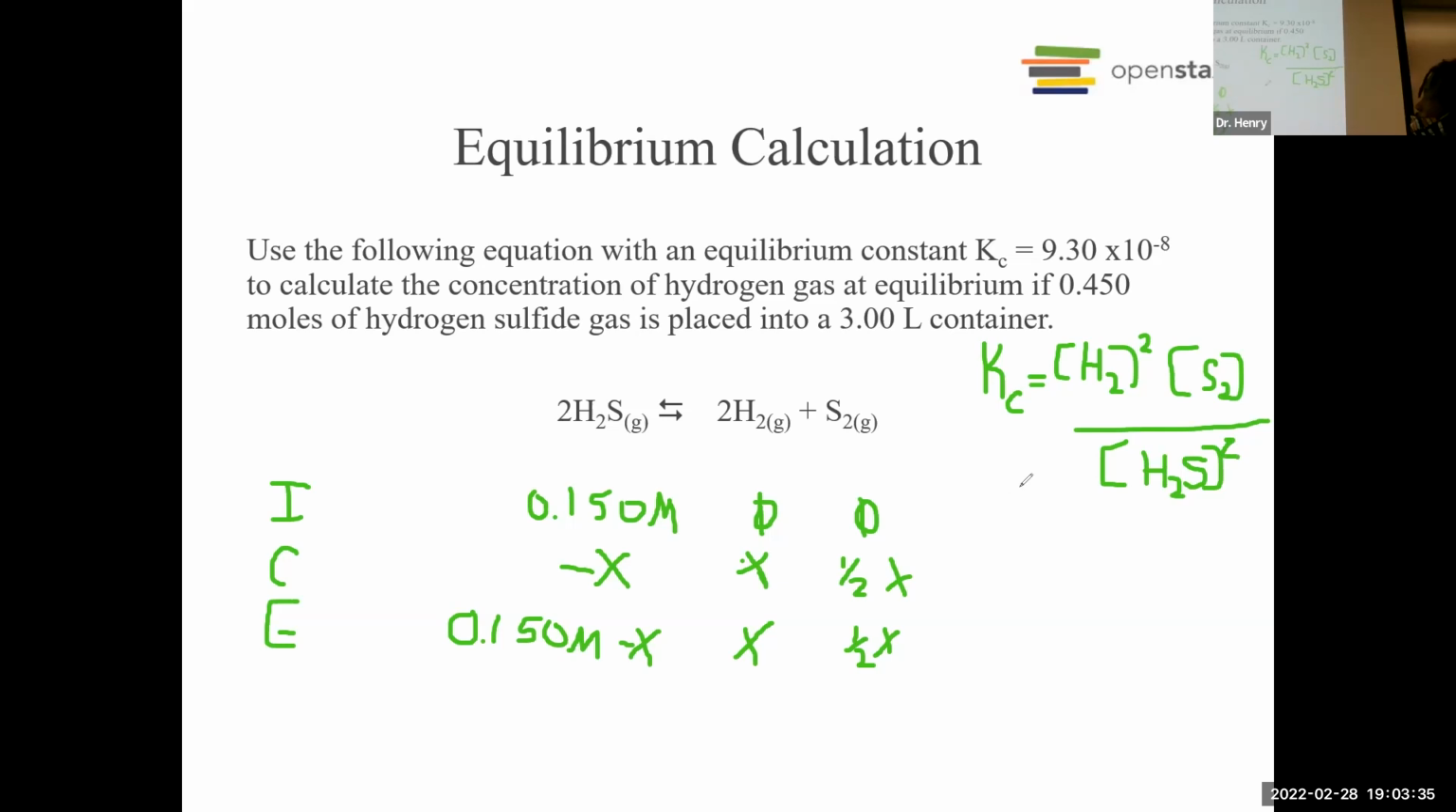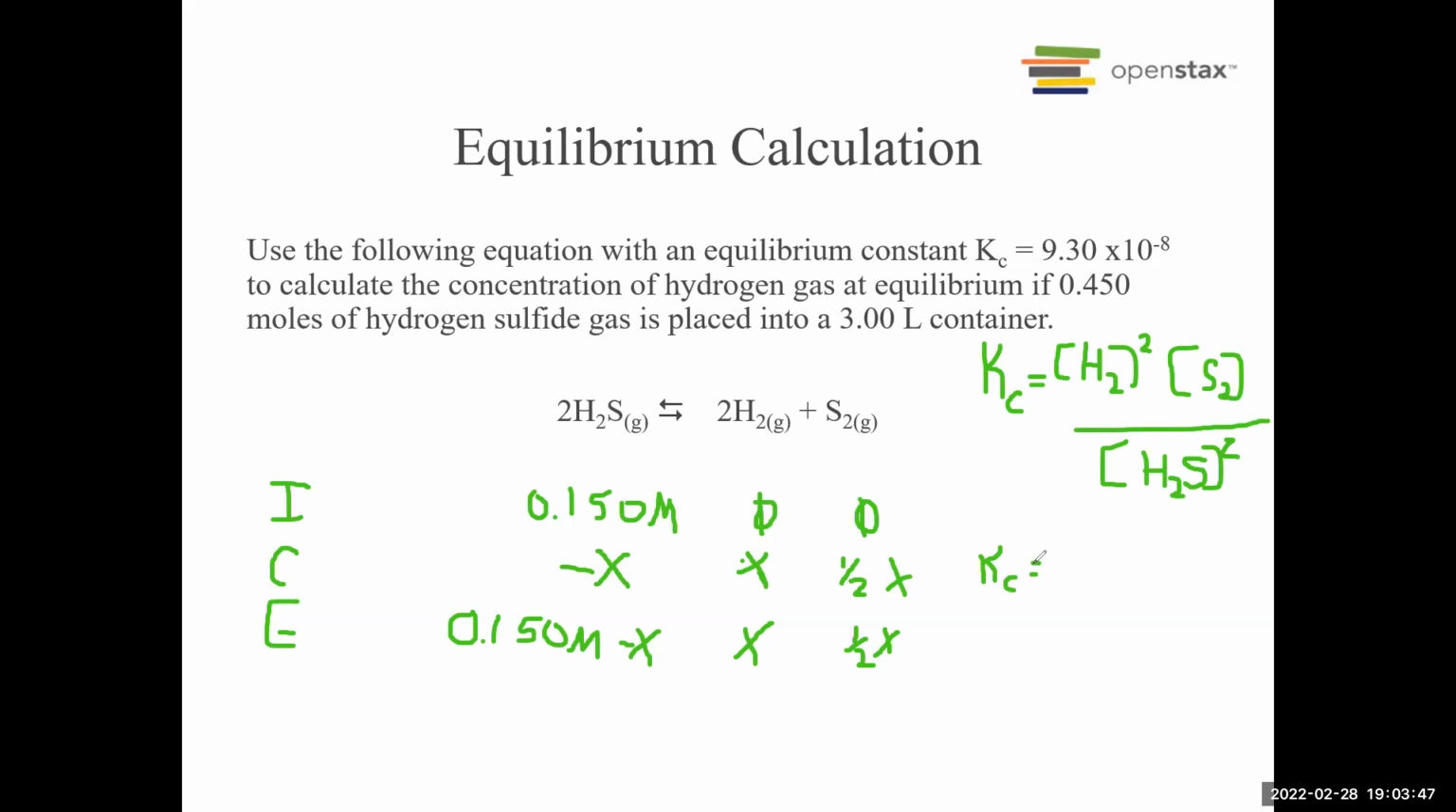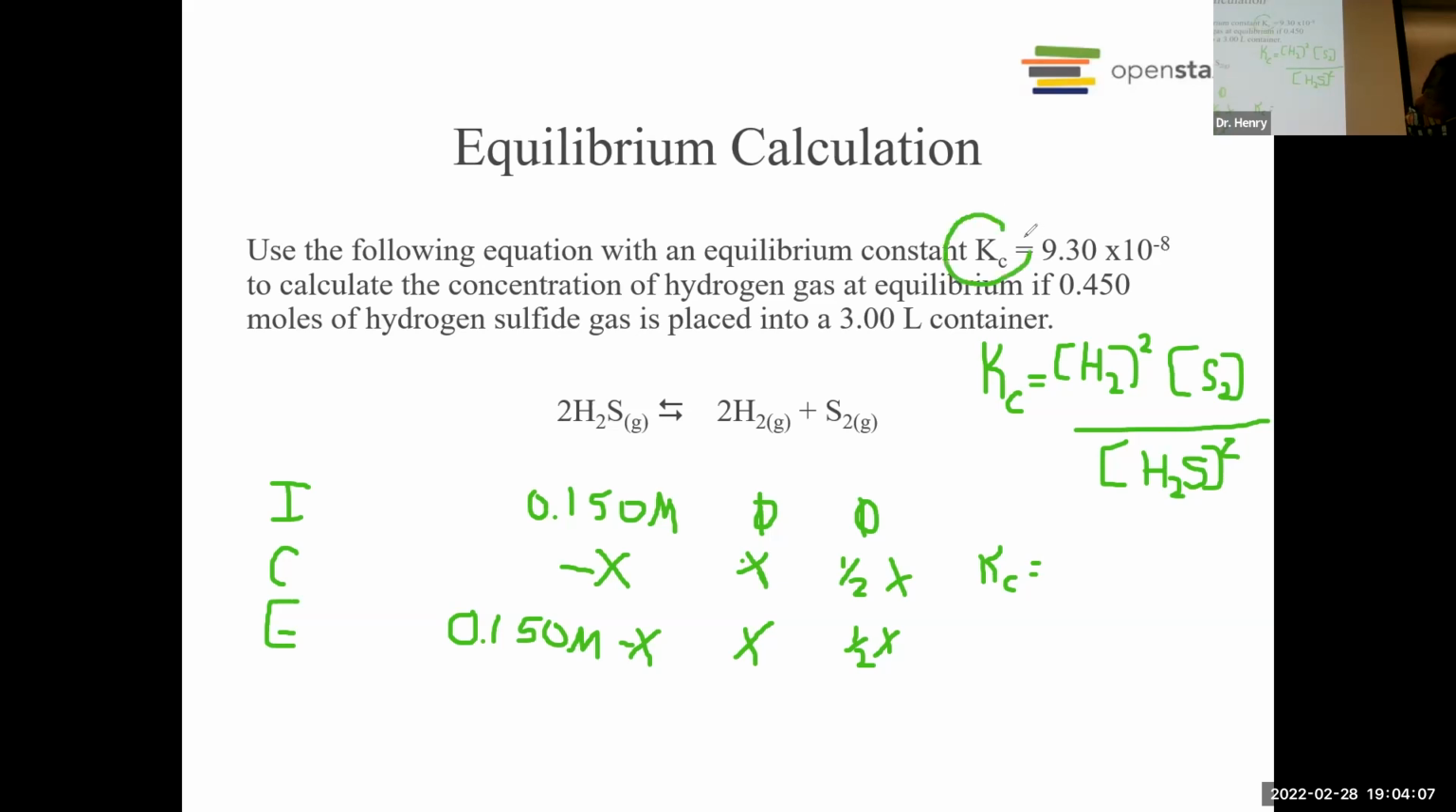Okay, so now we plug in our values here. So we have Kc equals... Dr. Henry, yes, I have a question. I didn't quite understand why it was 0.150 instead of 0.450? Because when we take the Kc, that means concentration. When we talk about concentration, it's in molarity, right? Which is moles over liters.